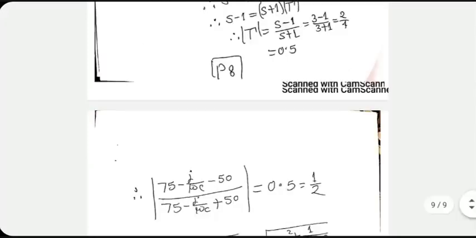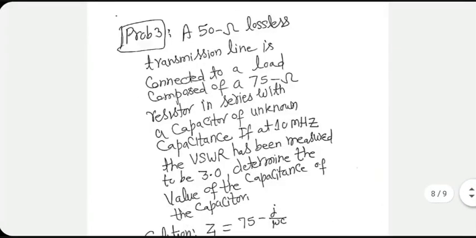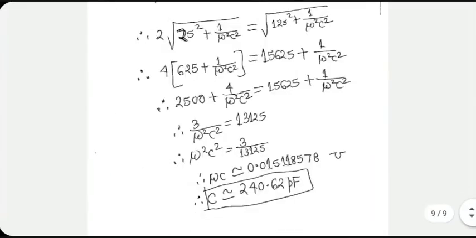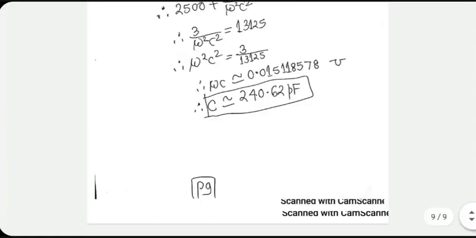And now omega can be put back. I have not shown you all the details, but you can do it. Omega will be 2 pi multiplied by 10 multiplied by 10 raised to the power 6 radians per second. So put that value here. The calculated value of C should be this 240.62 picofarad. The given answer was, I think, 241 picofarad. I think I'm close enough.